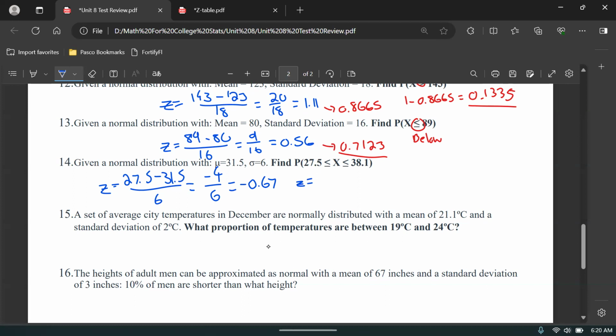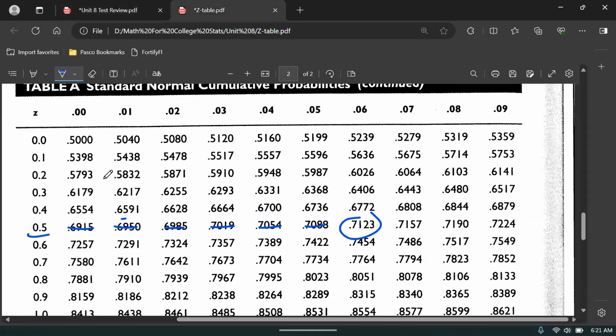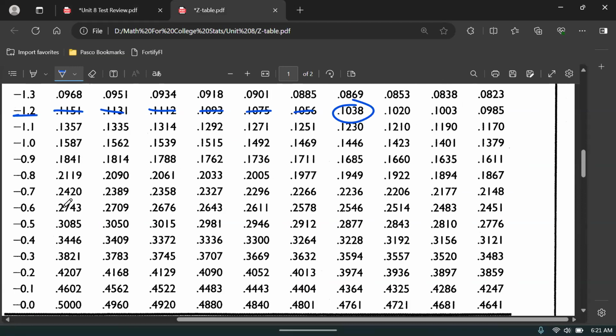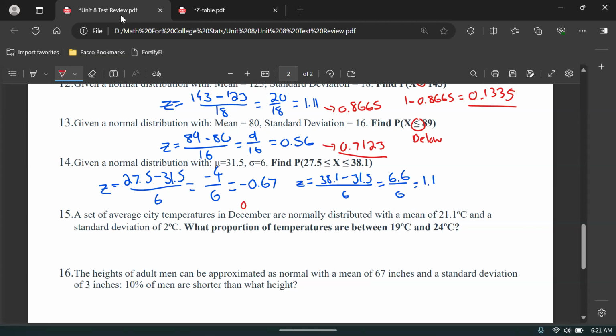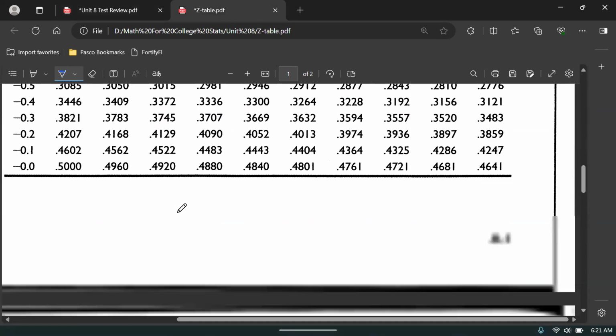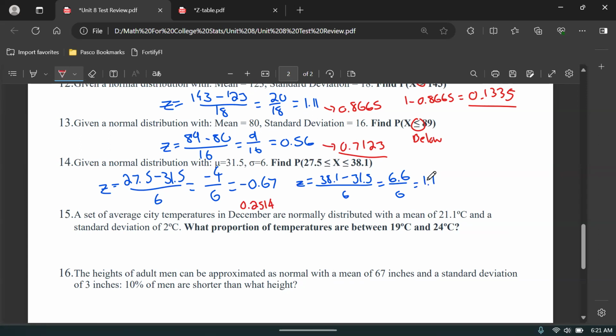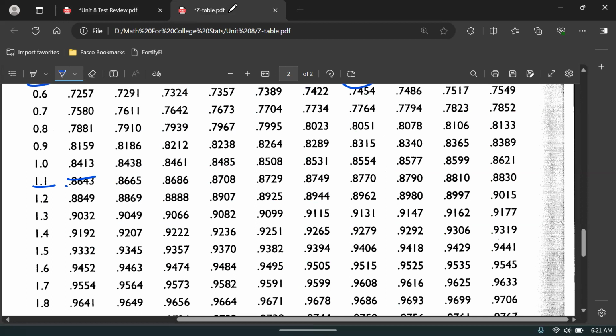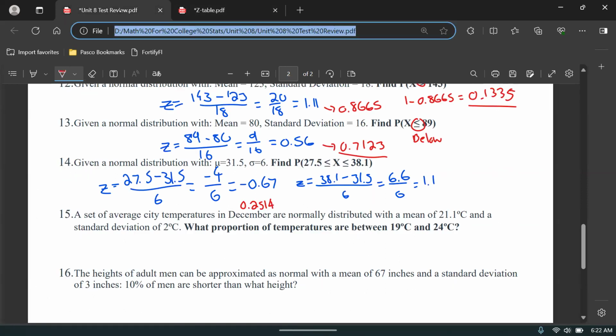The other z-score, z equals 38.1 minus 31.5 over 6. So that's 6.6 divided by 6, which is 1.1. All right, so again, those are z-scores. So let's go to the z-table now and find the probability. We're going to look at negative 0.67. Negative 0.6, then 0, 1, 2, 3, 4, 5, 6, 7. So you have 0.2514, and then the one at 1.1. Note that this is 1.1 flat, this is 1.10, and 1.10 is right there. So 0.8643.